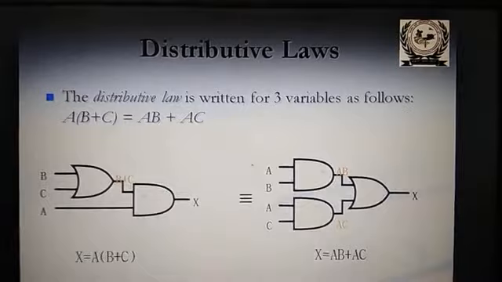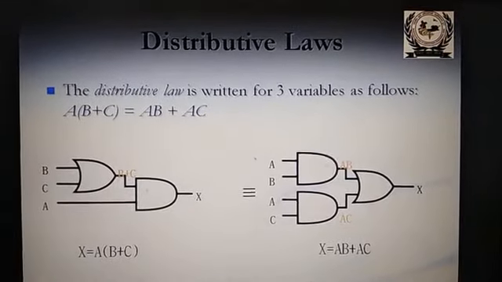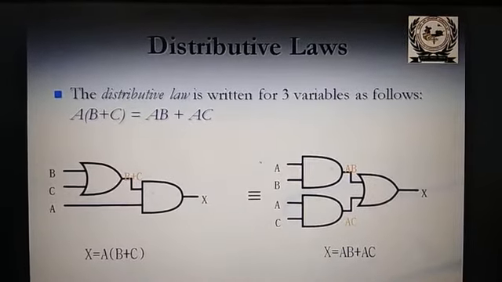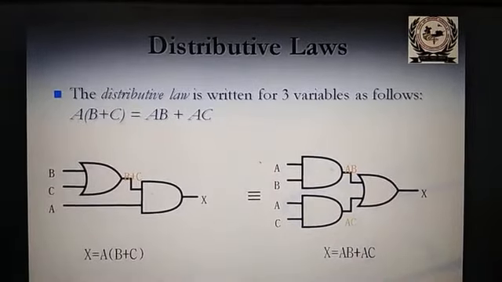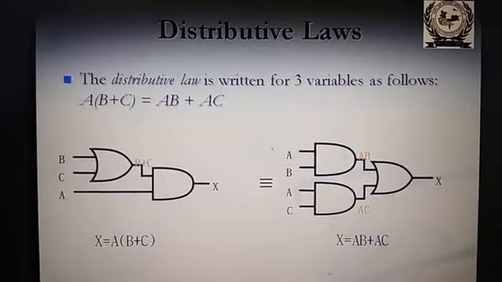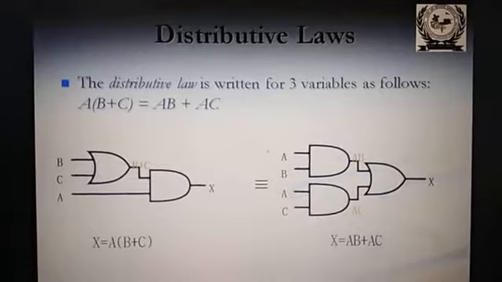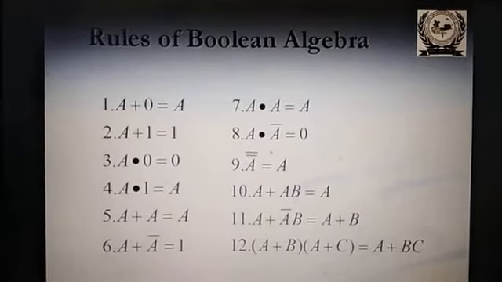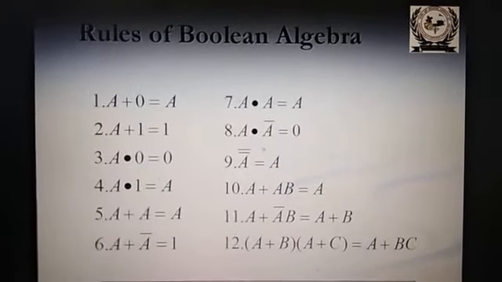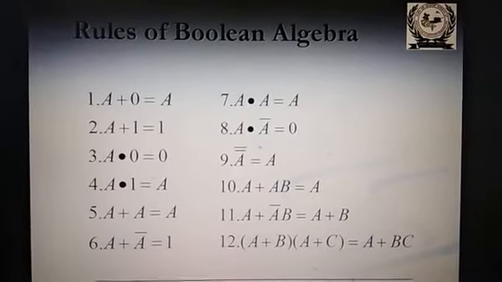The third law is the distributive law, that is A into (B plus C) is equal to AB plus AC. That we have seen, and the circuit diagrams also. Then the rules of Boolean algebra, about 12 rules we have seen here.